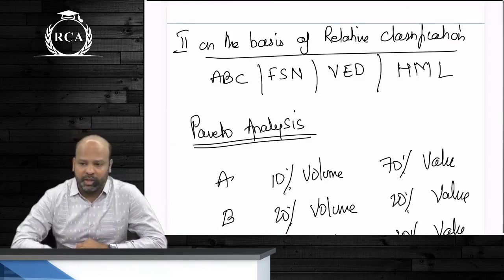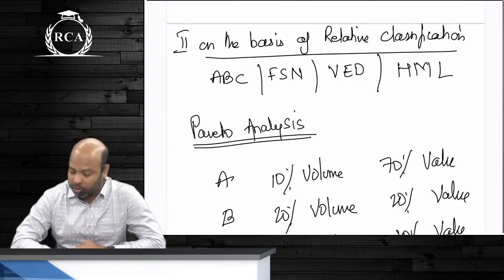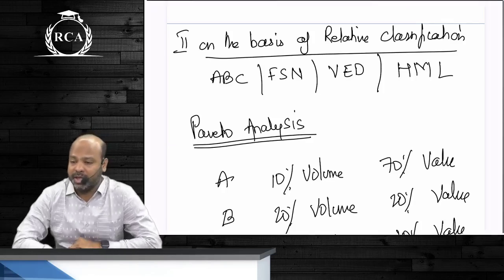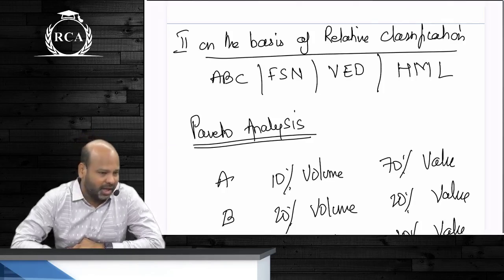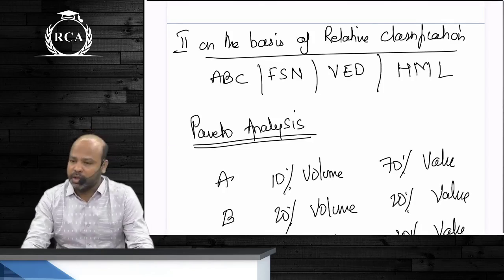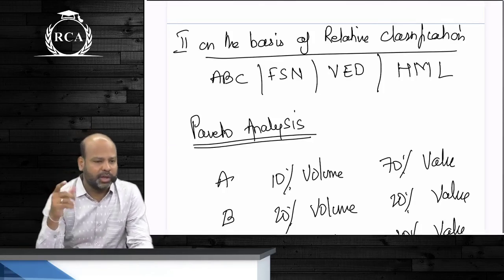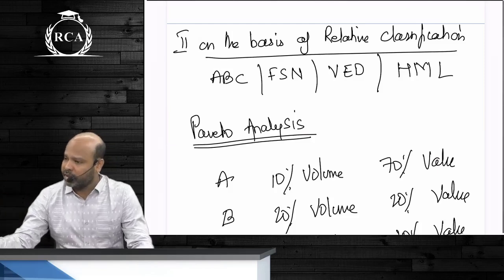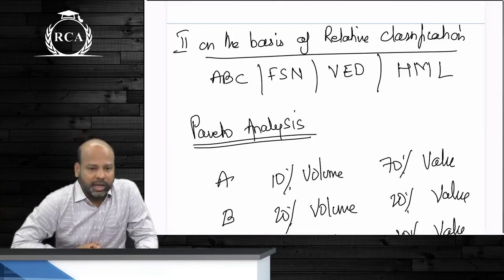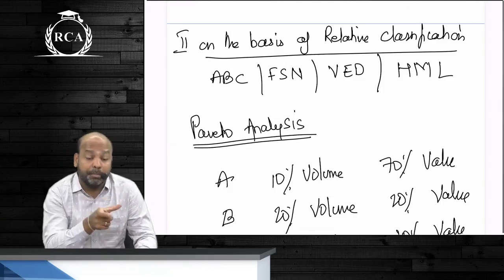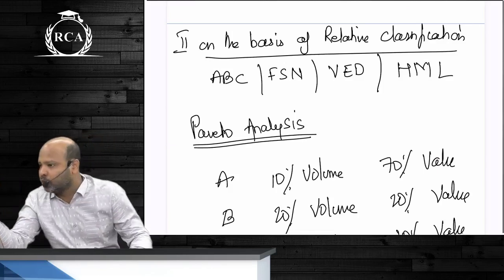So after that, you have inventory control on the basis of relative classification. Under this, there were four things: ABC, FSN, VED, and HML. ABC analysis is a branch of Pareto analysis. I spoke about Vilfredo Pareto, the 80-20 rule. So if you apply that 80-20 rule to inventories, you will be able to divide the inventories into three categories. Category A is generally those items that are 10% in volume or number but 70% in value.